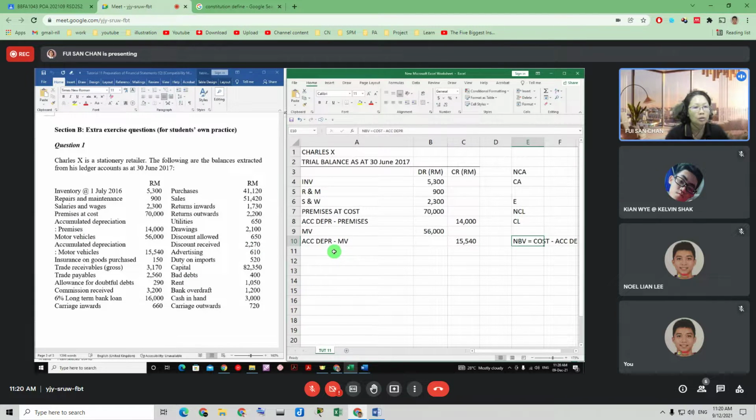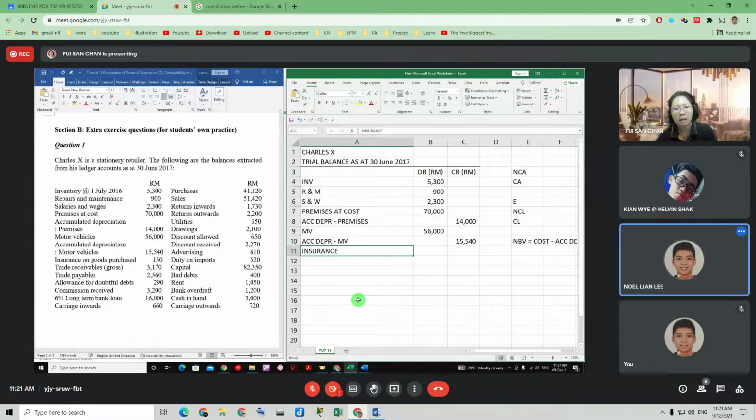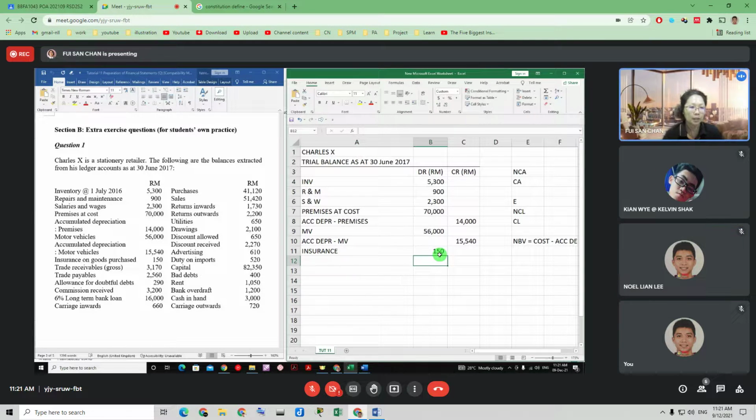Okay, how about insurance on goods purchase? Where do you put this? Under expenses or part of your cost of goods sold? Cost of goods sold, yes. So debit or credit? Debit. Part of your cost is on the debit because your purchases are on the debit, right? Part of your cost means you want to increase your cost, so you must put it on the debit. And this is considered as expense, so must be on the debit.